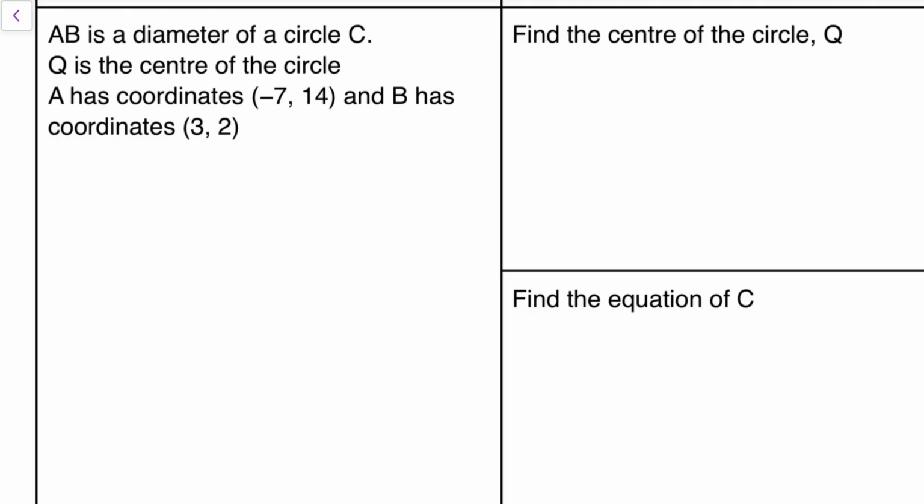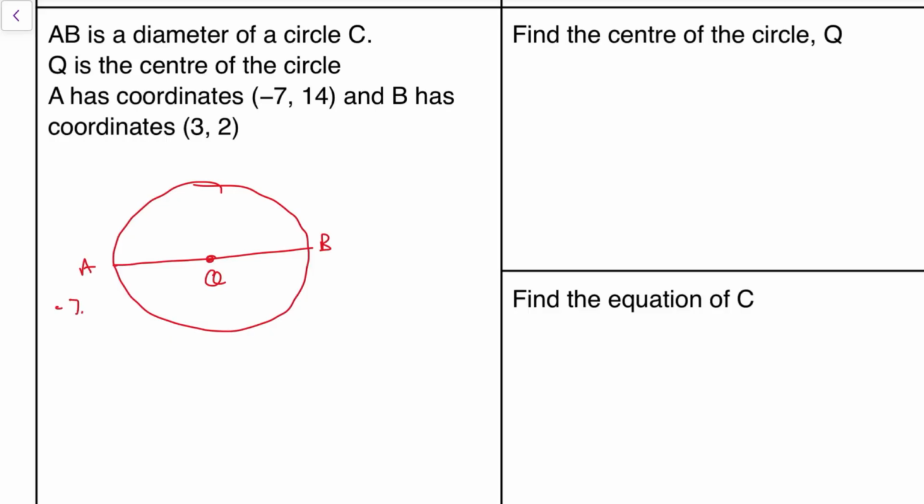Next question. AB is a diameter of a circle. Right, so let's just do a quick diagram down here, then we can see what's happening. So AB is a diameter. In other words, I've got my centre in the middle, and I'll call that A, and I'll call that B. Q is the centre. Oh, weird. Okay, let's call that Q. A has coordinates minus 7, 14.